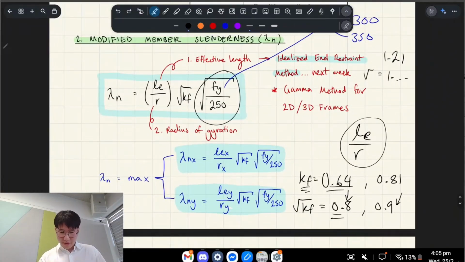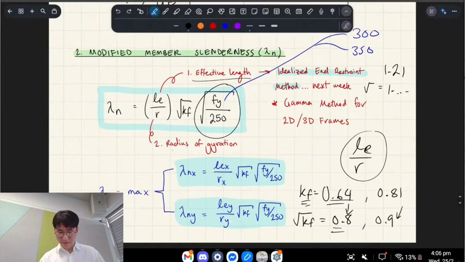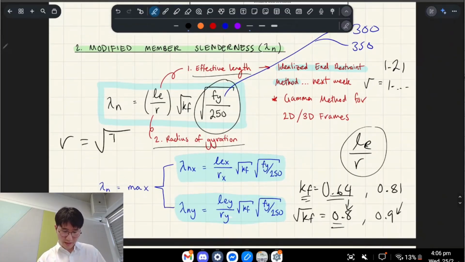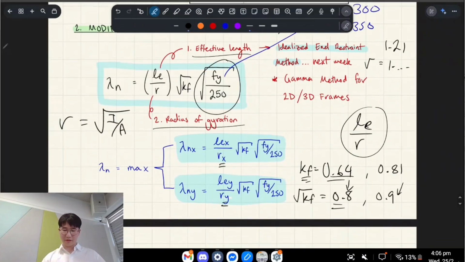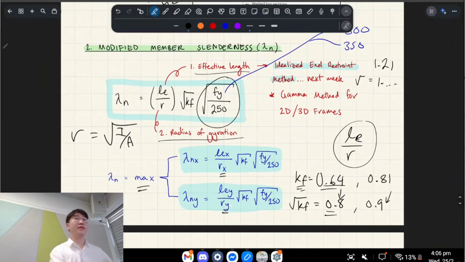Okay, that's effective length. I'll talk about it more in the next page. Radius of gyration I kind of already explained, but it's the square root of I on A. And then there's Rx and Ry, so you have to check it in both directions, XX bending and YY bending. And then max slenderness ratio is the one that governs.